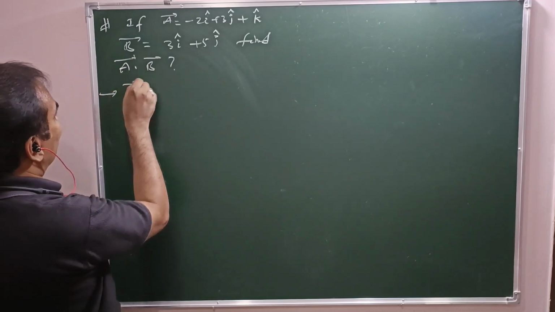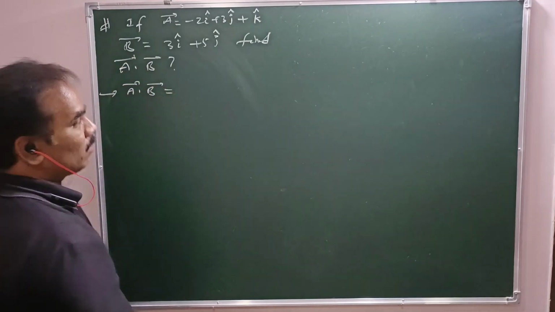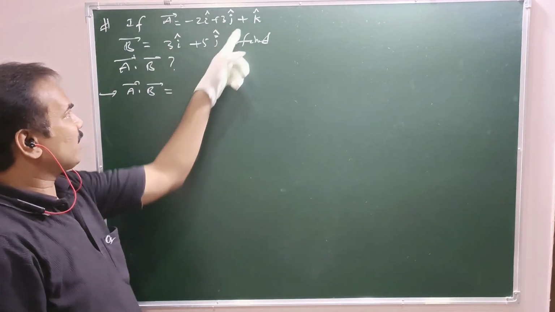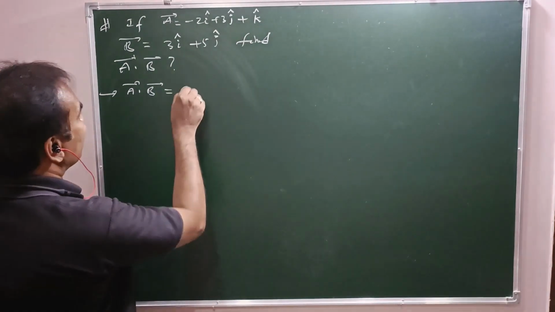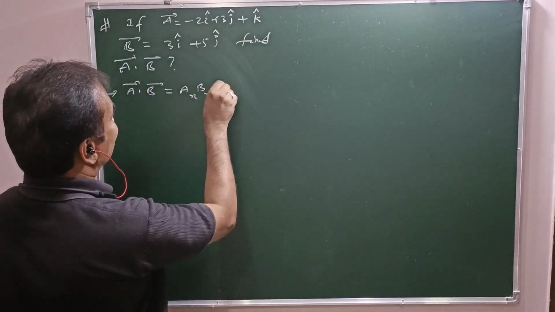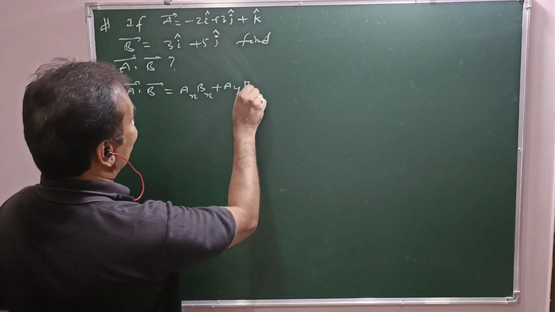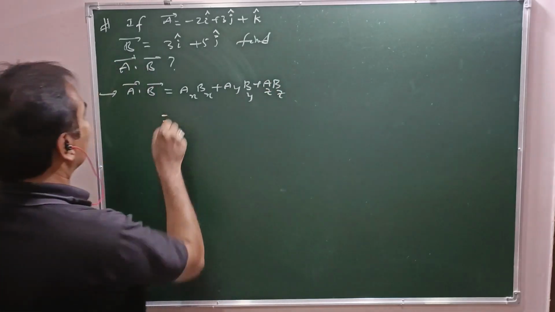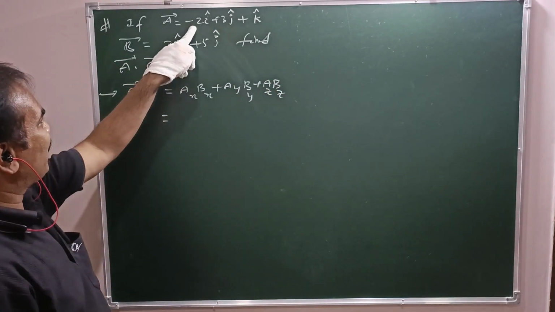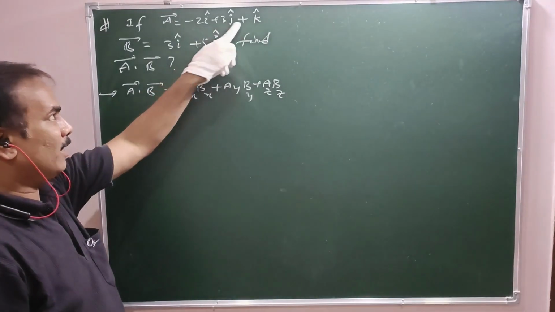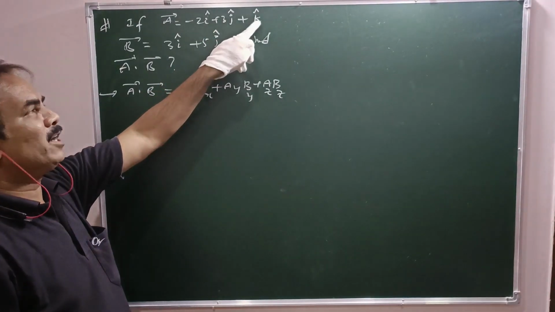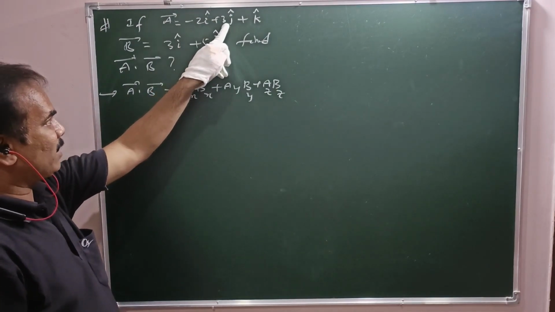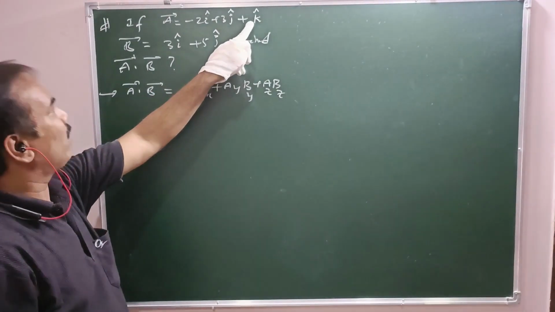a bar dot b bar equal to ax bx plus ay by plus az bz. What is ax here? ax is minus 2, ay is 3, az is 1, since 1 into k is 1. So ax equals minus 2, ay equals 3, az equals 1.